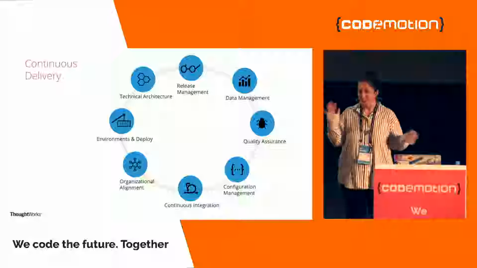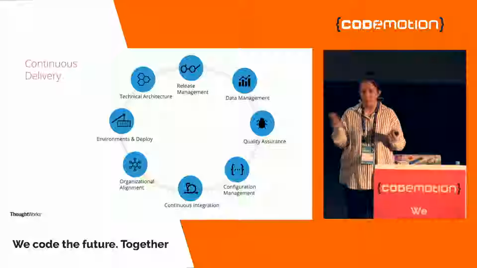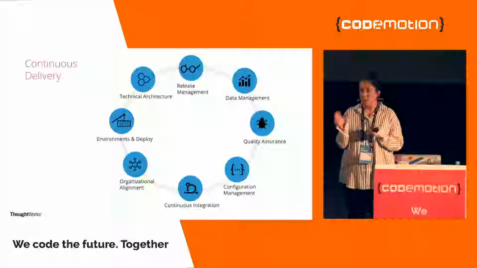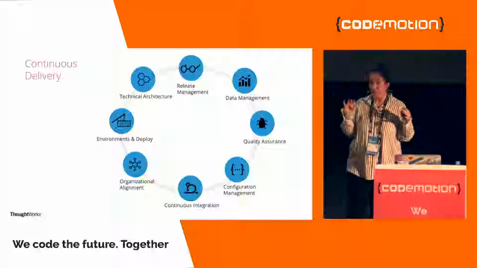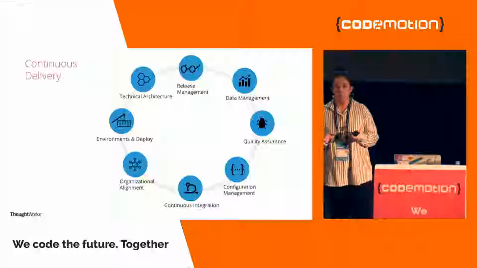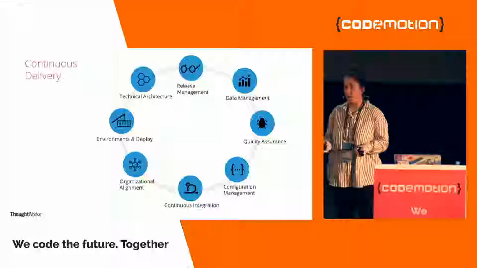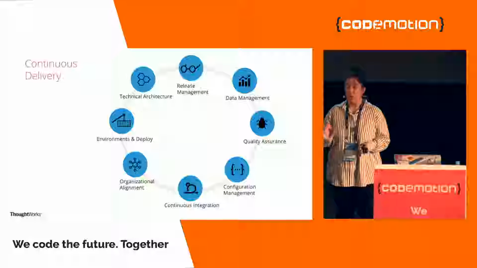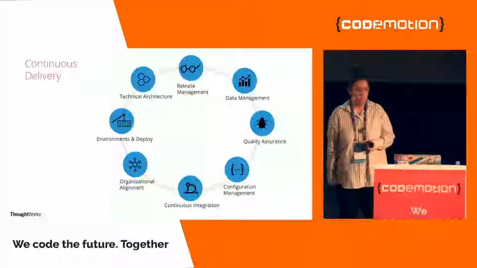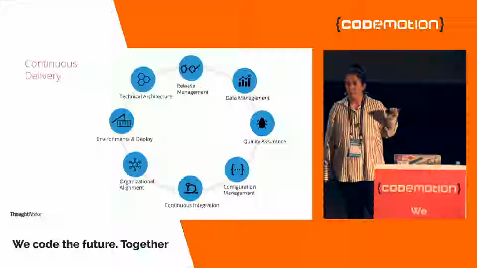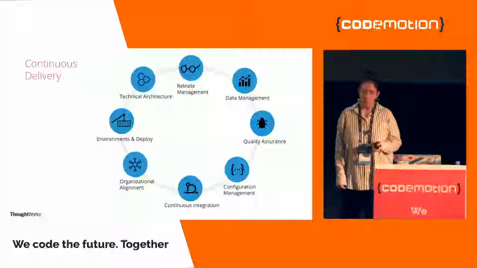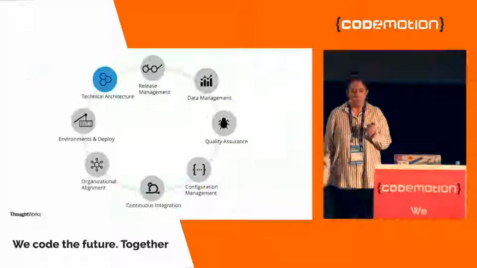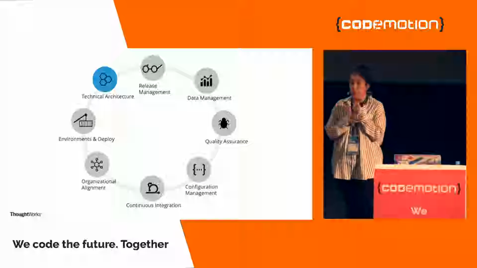Continuous delivery is a lot of things, and I like this representation because it shows you how non-trivial and complex it can be. There are many aspects that a company or an organization needs to work on before saying that they are delivering value in a continuous way. I'm going to go through a few of them, not all of them, only the ones that I felt were more important and relevant for this topic. The first one is architecture, so technical architecture.